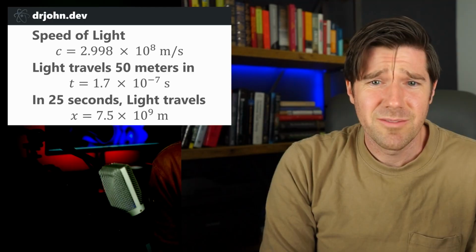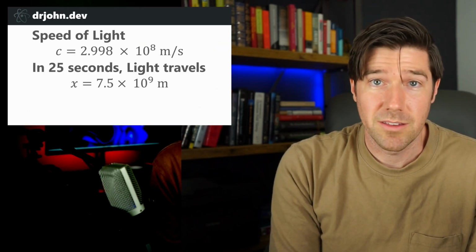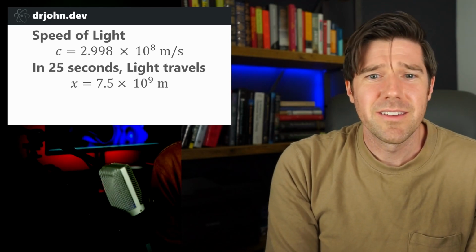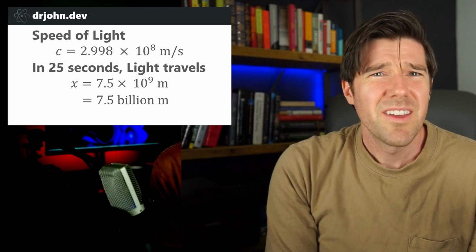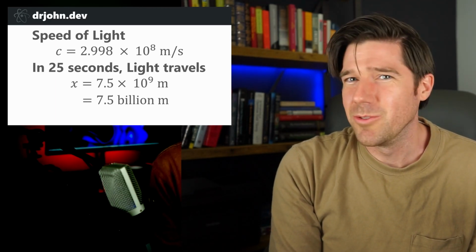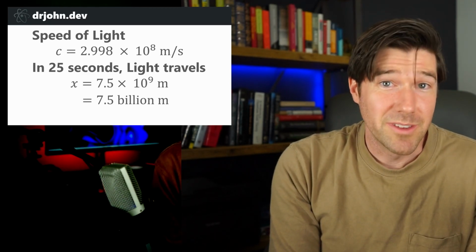To break things down, it's useful to draw comparisons to quantities that you're familiar with. This helps with both your physical intuition as well as your deeper understanding. Let's consider the light pulse again that travels 7.5 times 10 to the 9 meters in 25 seconds. Writing it another way, this distance is 7.5 billion meters. This is such an astronomically huge distance that it makes sense to just compare it to astronomical distances.